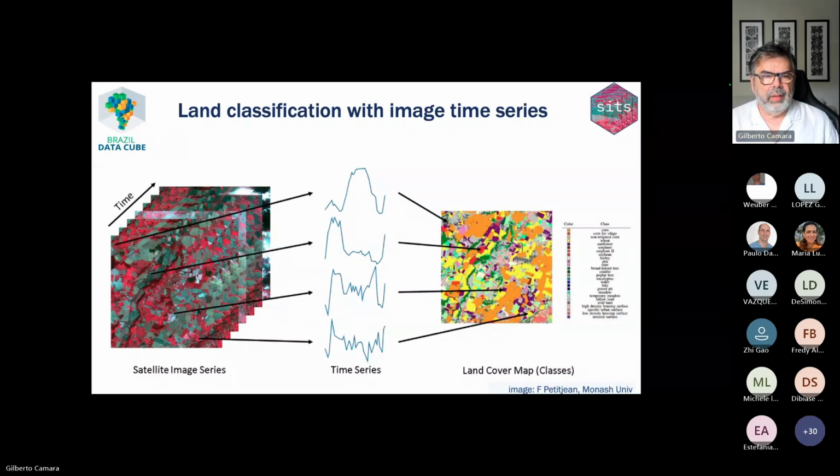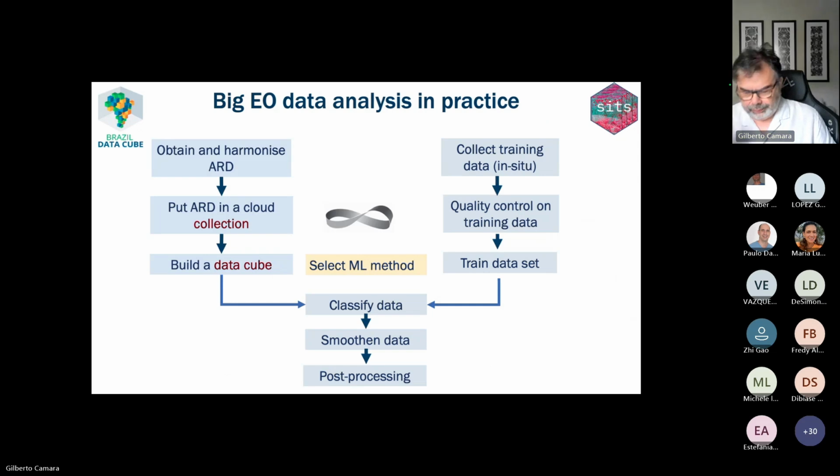Okay? So each pixel gets a signal if the data cube is organized correctly. And finally, out of the signals, you obtain a land cover mask. So the process can be summarized more or less in this way. You obtain harmonized analysis-ready data.